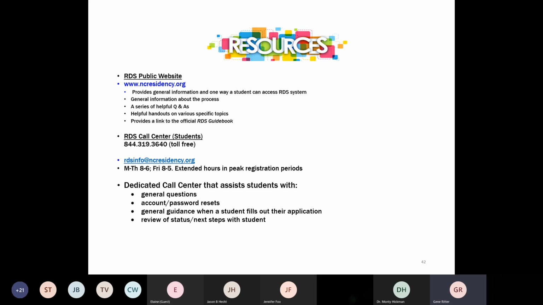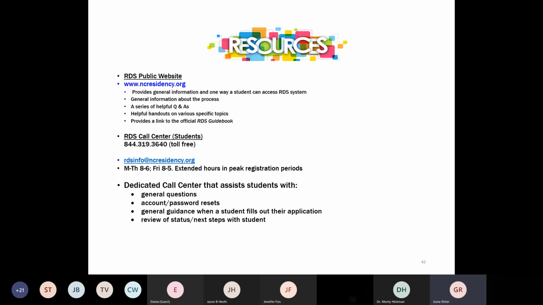Resources, there's a lot out there. First of all, for the public and for students, on our public website, as I said, there are lots of Q&As. There's a summary of the requirements. There's the actual RDS guidebook, which is the official document detailing the law, and it's referenced, legally, and all the requirements and procedures and policies we follow. All the eligibility, for example, there's a whole section there in immigration that talks about all the eligible statuses.